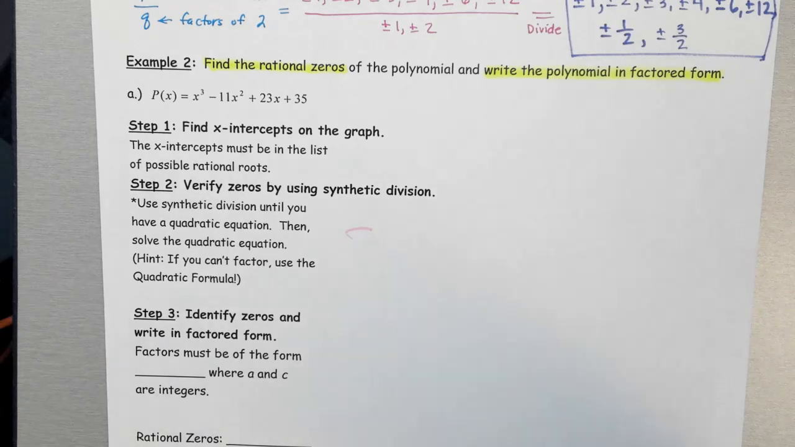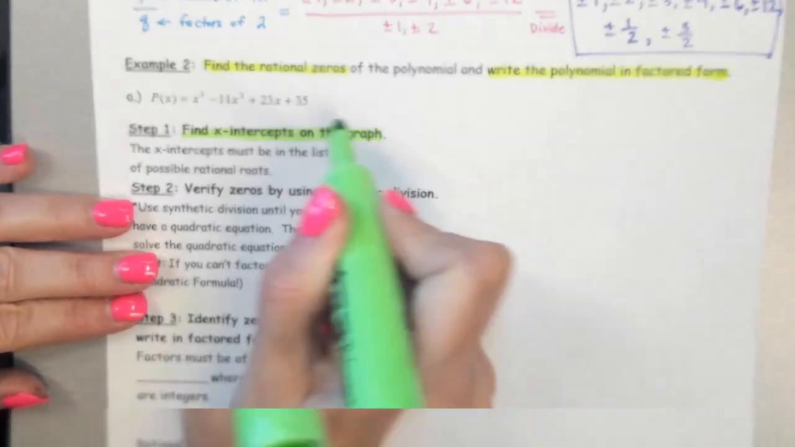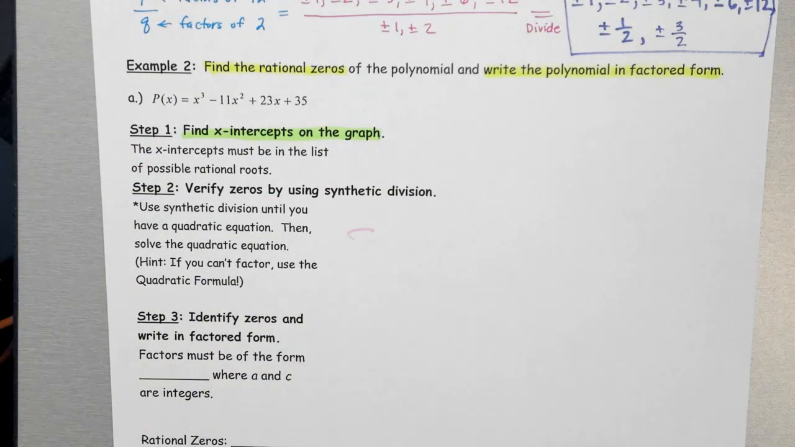So the first thing we're going to do is we're going to find the x-intercepts on the graph of p of x. So let's go ahead and plug p of x into our graphing calculator, or if you don't have yours with you today, you can plug that into Desmos.